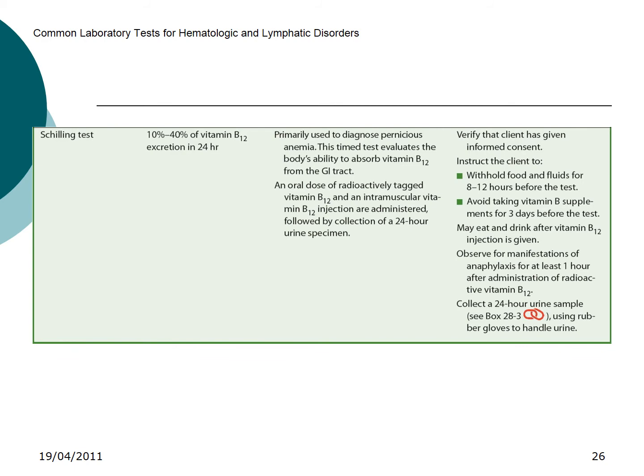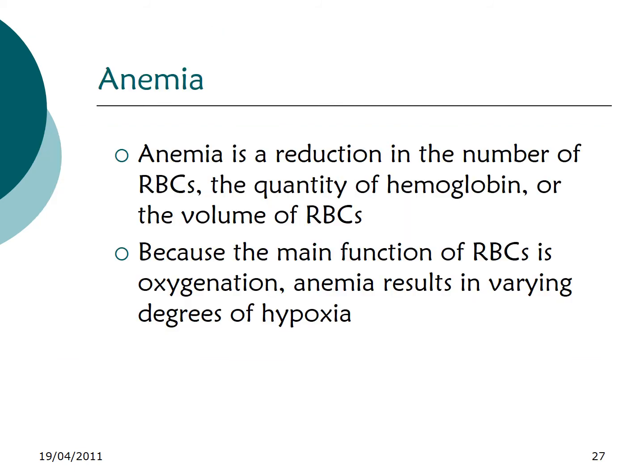Next slide. So now, what is anemia? Anemia is a reduction in the number of RBCs, the quality of hemoglobin, or the volume of RBCs. You're going to see that in the different diseases. Because the main function of RBCs is oxygenation, when someone has anemia, it results in a degree of hypoxia, right? Because it carries the oxygen. Hemoglobin, oxygen. It's really important. Next slide.